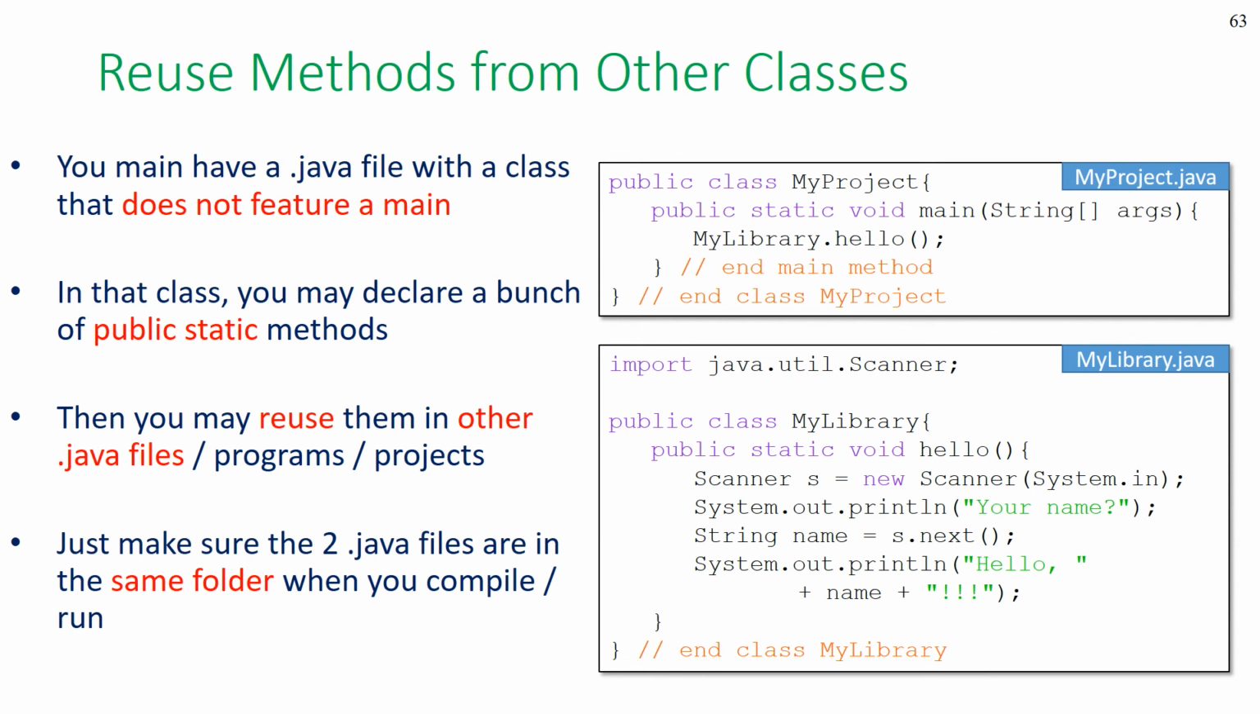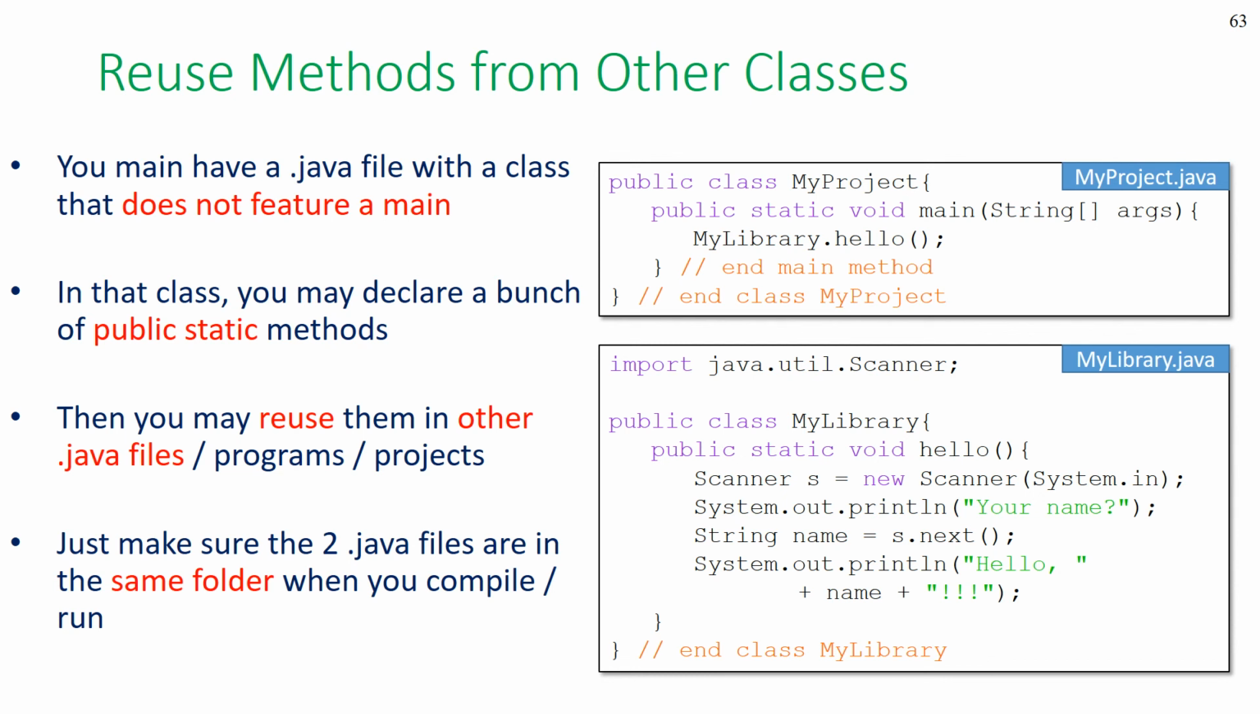And I want to call a method called hello, but it's not defined in this class. I'm going to define it in another class called MyLibrary. So how do we do System.out.println or Math.sqrt or stuff like that? We put the name of the class, MyLibrary, dot the name of the method you're calling, parentheses to show that it's a method call.